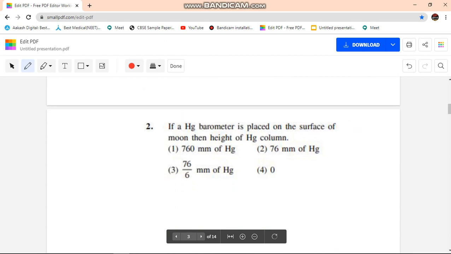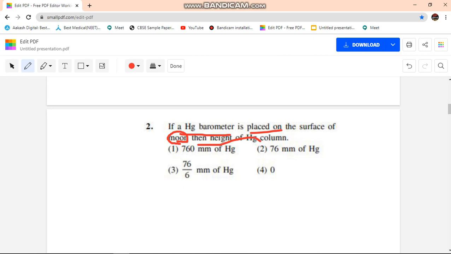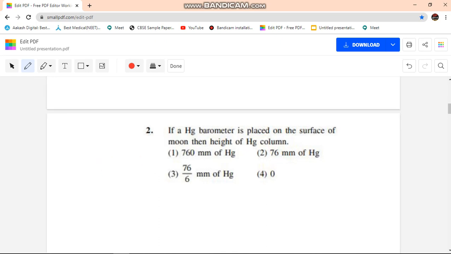If a Hg barometer is placed on the surface of the moon, friends, it is given the surface of the moon, the main point to be noted, then what is the height of the Hg column? We know that the moon doesn't have any atmosphere, so there will be no atmospheric pressure. So the height of the Hg column will be 0, and option number 4 is correct.